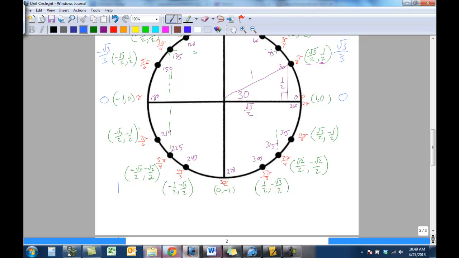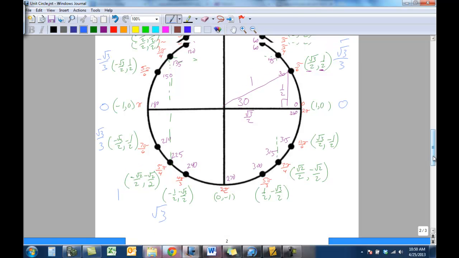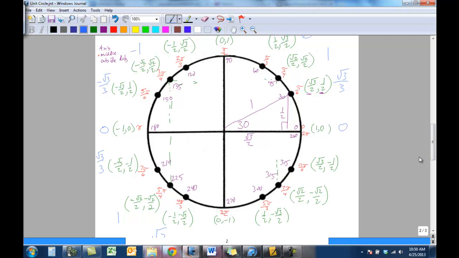Now, quadrant 3 is all positive. This one is positive root 3 over 3. This one is positive root 3. And then this one. This one is negative root 3 divided by 3, -1, and negative root 3.